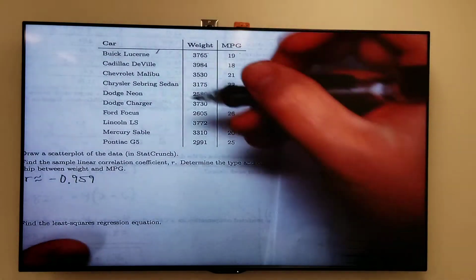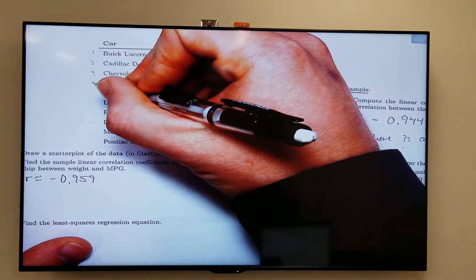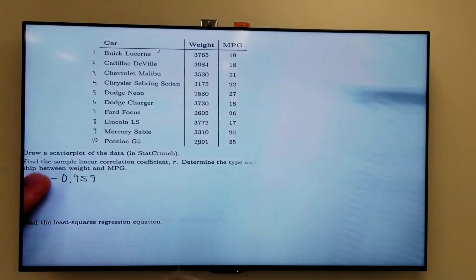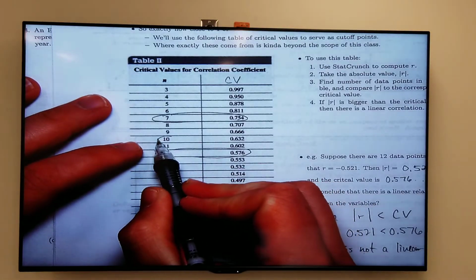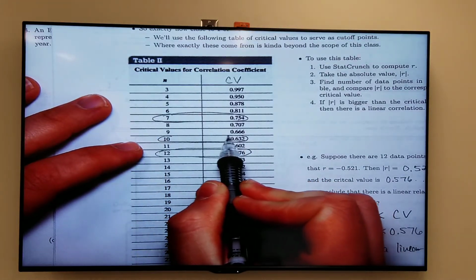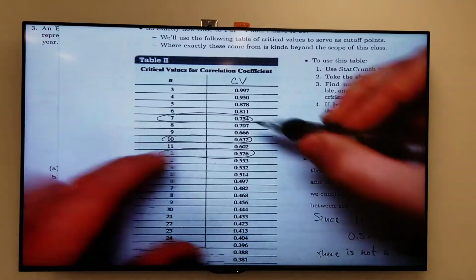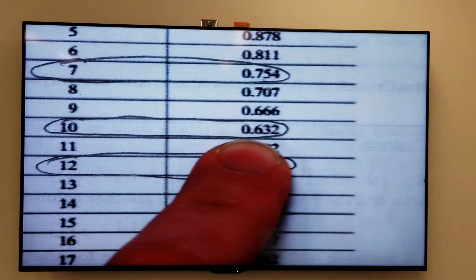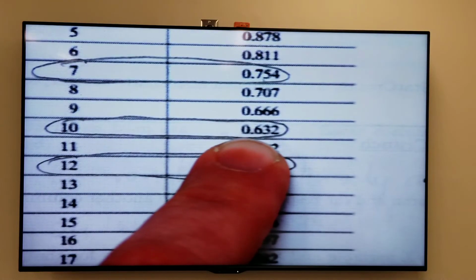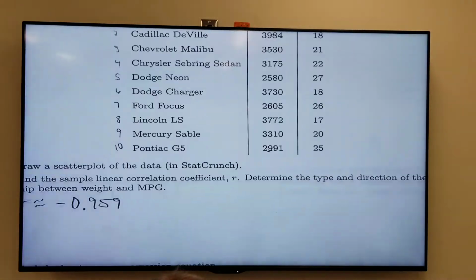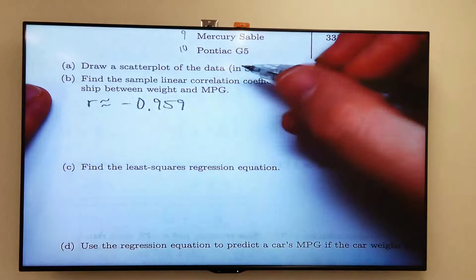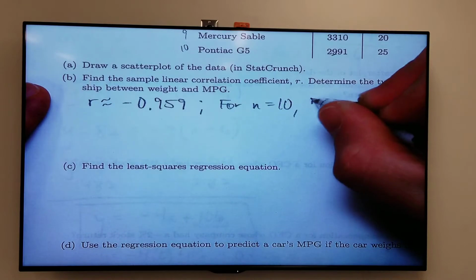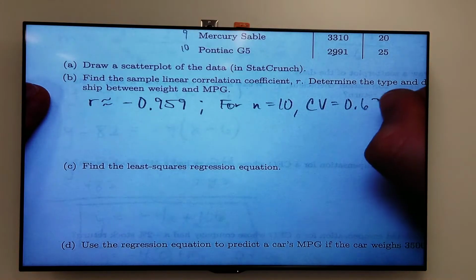Sorry, let me do that again. Right, so it's 1, 2, 3, 4, 5, 6, 7, 8, 9, 10. So our sample size is 10, right? So I'm going to use the critical value that corresponds to n equals 10. Okay, so there it is. So that's 0.632. So for n equals 10, the critical value is 0.632.